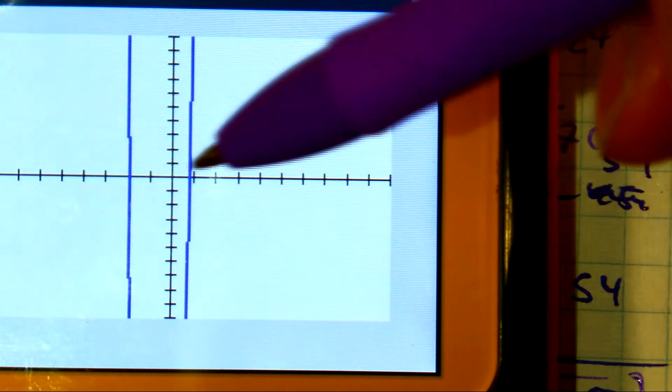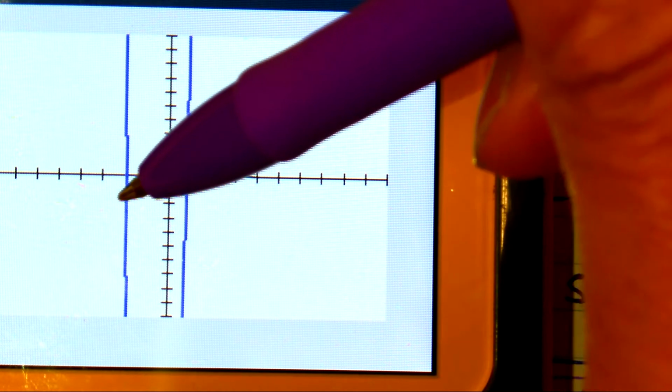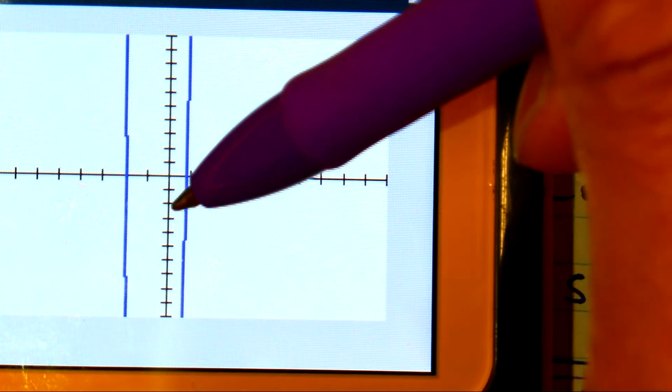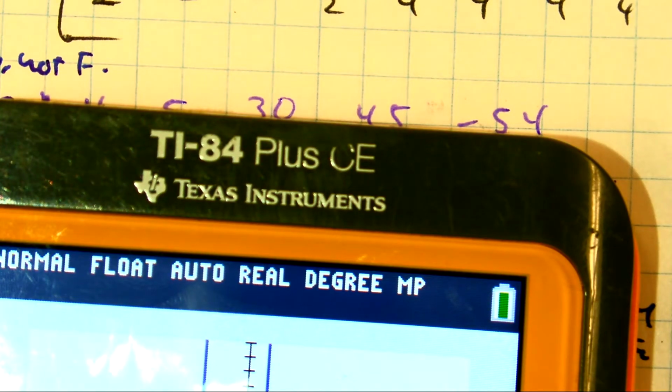What number is this, Damien? -2. What is this number? A fraction. What fraction do you think it is? Close to 1. 3/4. Let's test 3/4, Damien.